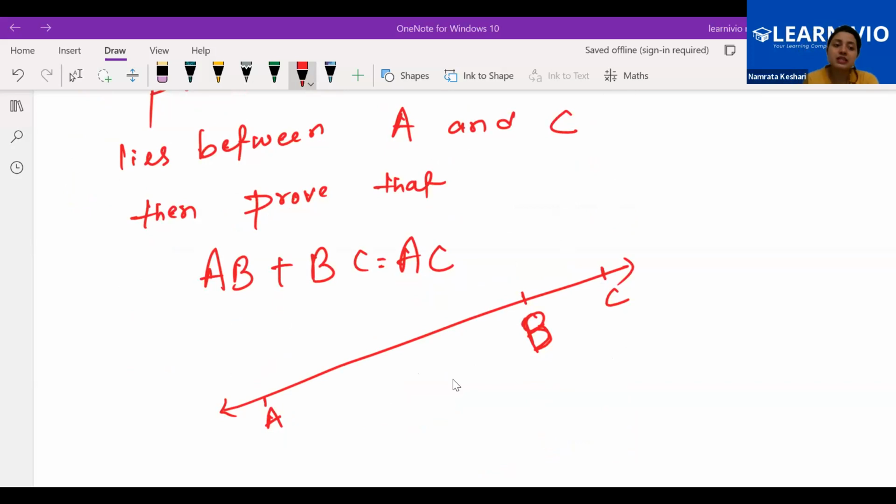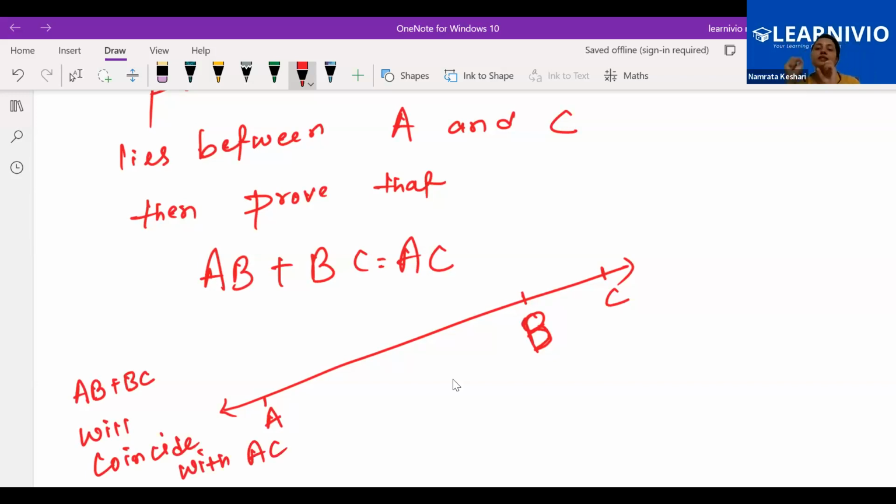The axiom says that when we take AB plus BC, it will coincide with AC. Okay, AB plus BC when you take, that will coincide, that will lie completely on the AC.